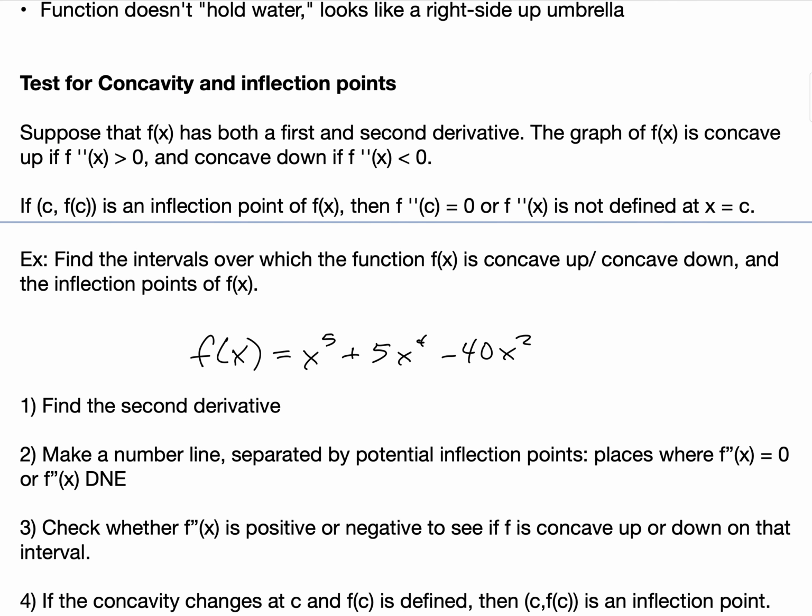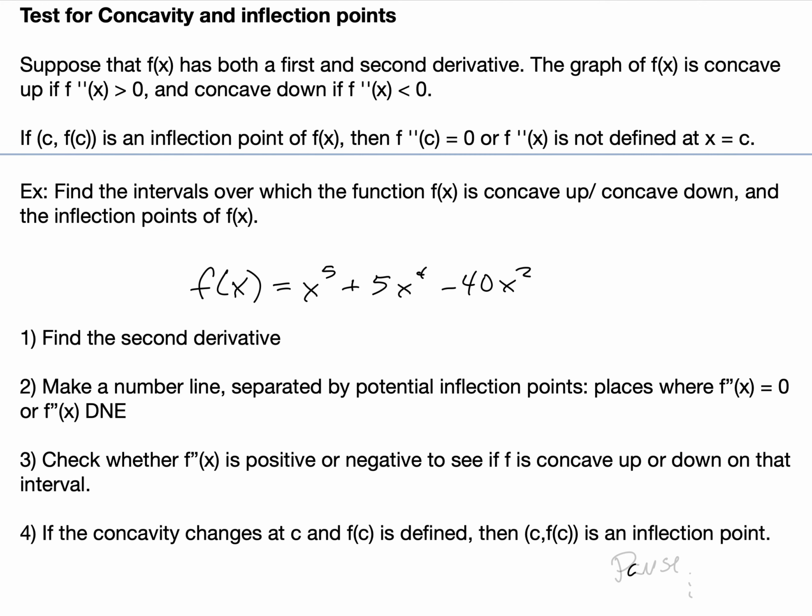Let's find intervals over which a function f of x is concave up or concave down, and also find the inflection points for f of x. Let's look at f of x equals x to the 5th plus 5x to the 4th minus 40x squared. And to do this, we are going to first find the second derivative. Then we're going to make a number line separated by potential inflection points. Those are places where the second derivative equals 0 or the second derivative does not exist.